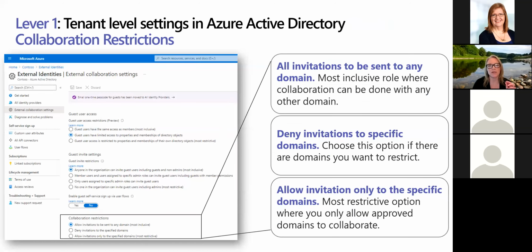And last but not least is the collaboration restrictions within Azure Active Directory, meaning all invitations could be sent to any domain. You can deny invitations to specific domains. So like we talked about with enabling Teams for a domain or blocking, this is also that capability. So allowing invitation only to a specific domain. So you can set this up instead of, I'm going to only allow this client, but we keep on having other people from the client that also need to come in. Let's just open it up to the domain. And so that's what you're seeing here.